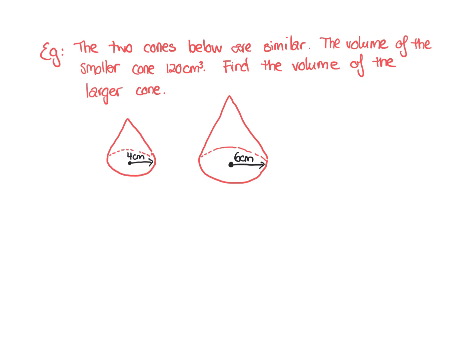Okay, so it says the 2 cones below are similar. So once again, we know that they're similar. So hopefully you see that word and you go, right, we must be using these ratios that we've learned about. And it said the volume of the smaller cone is this. So you actually know what the volume of this cone is. They told you. They said 120 centimetres cubed. Now it said find the volume of the larger cone. So this is the question. I've got to find the larger volume of the cone.